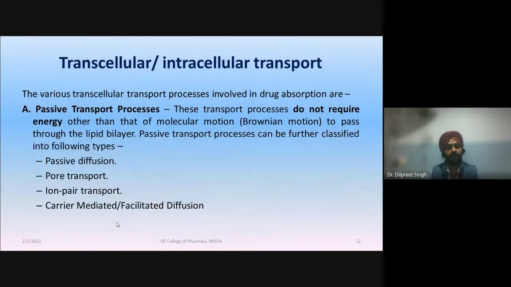Transcellular transport doesn't require any energy. This is basically an energy-independent process other than molecular motion, that is Brownian motion. The molecule can pass through molecular motion across the lipid bilayer. The passive transport process can be further classified into four types: passive diffusion, pore transport, ion pair transport, and carrier-mediated or facilitated diffusion.